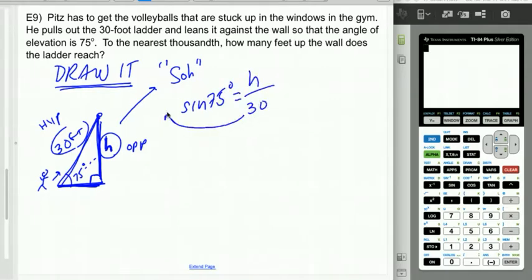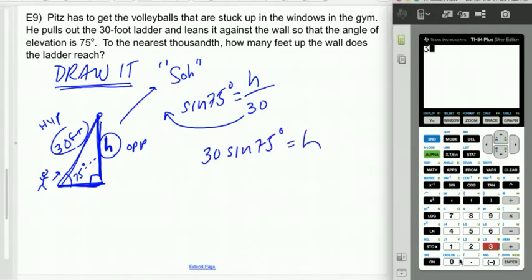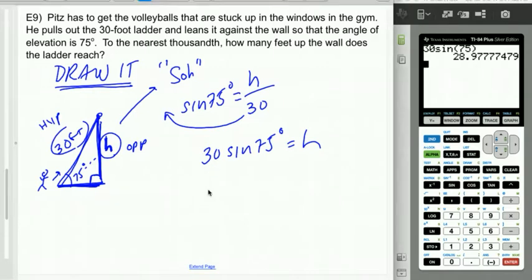If I multiply the 30 over, I can type in my calculator 30 sine of 75 degrees to get my H. So 30 sine of 75. I don't need the degrees in the calculator because I'm already in degree mode, and I'm going to get that H is approximately 28.978 feet. And here I do have units, so I need to make sure I have the units.